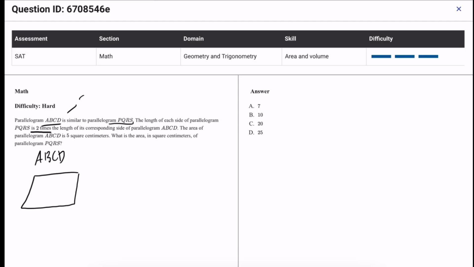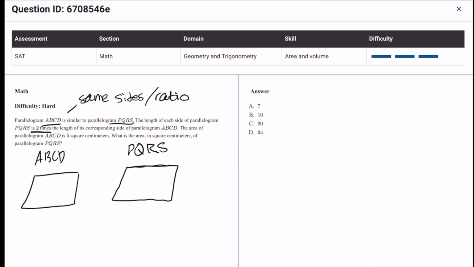So the first thing I'm going to do is recognize that when they're similar, they're going to have the same sides or ratio, but not the same area. You'll see later in the question, but we can set the areas equal to each other. But what we do know is that ABCD, I'm going to label W and L for the widths and lengths, but we know PQRS has 2 times each side, so 2 width and 2 length.